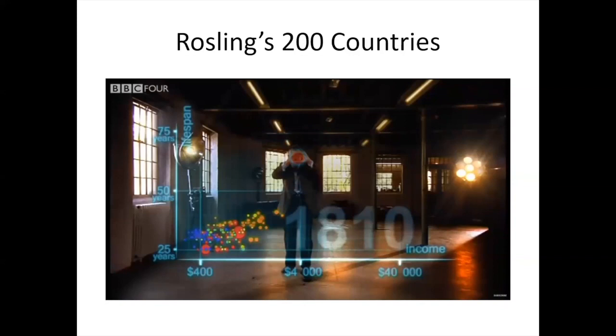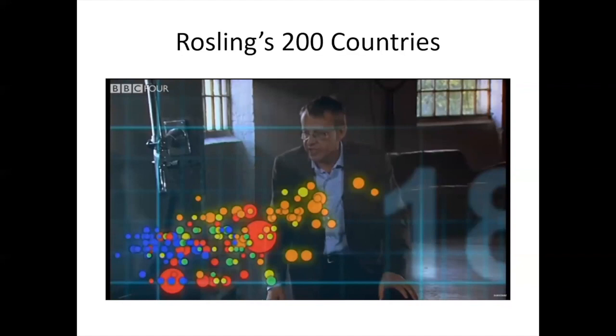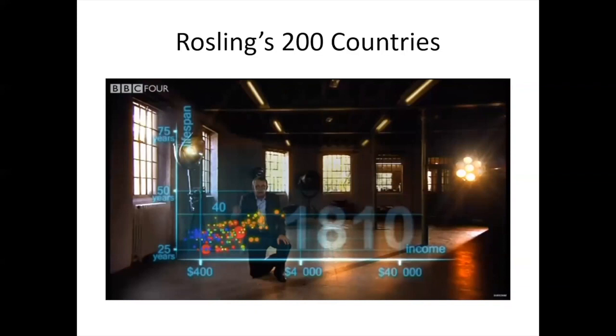And in 1810, it was pretty crowded down there, wasn't it? All countries were sick and poor. Life expectancy were below 40 in all countries. And only UK and the Netherlands were slightly better off, but not much. And now, why start the world?